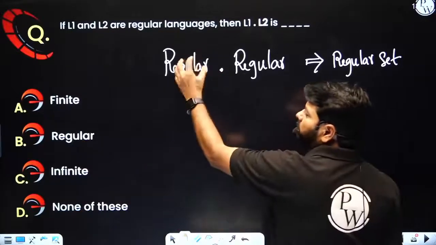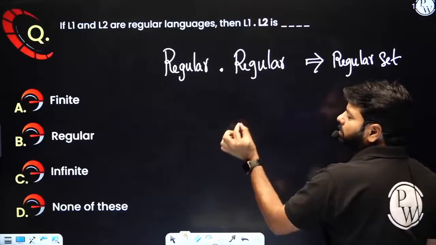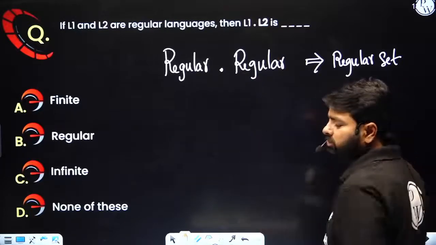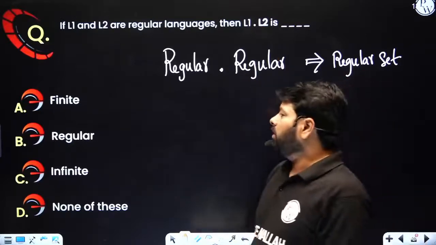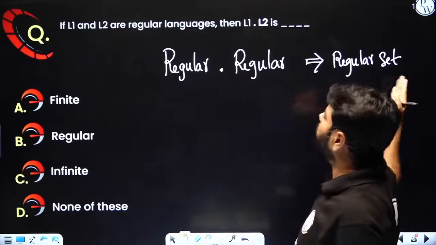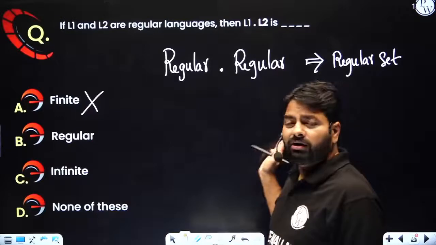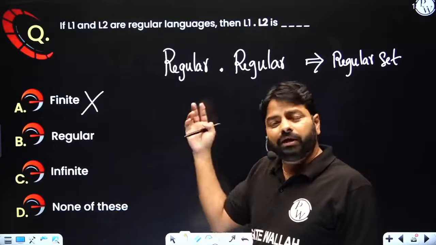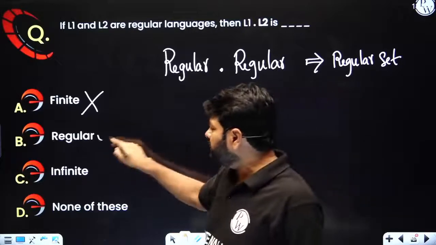For this regular language, you write a regular expression. For another regular language, you write another regular expression, and put a dot in between these two expressions. You get a new expression to produce this result. Okay. Now the question is, is the result always finite? No, it need not be finite in general. It can be finite or it can be infinite sometimes. Now what about the result? Regular? Yes, it is always regular.